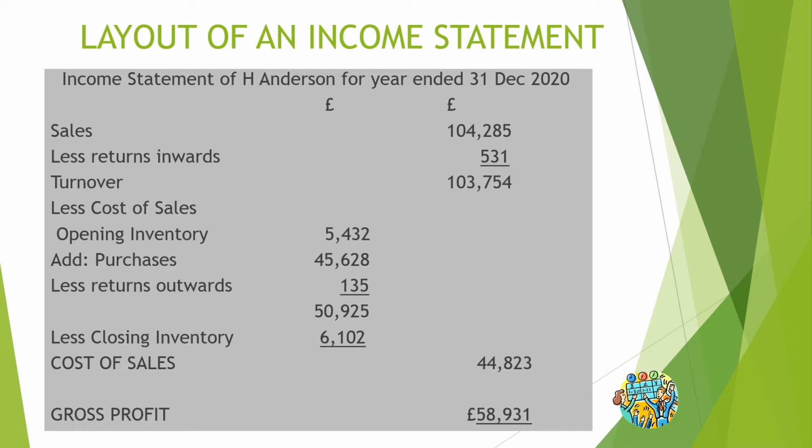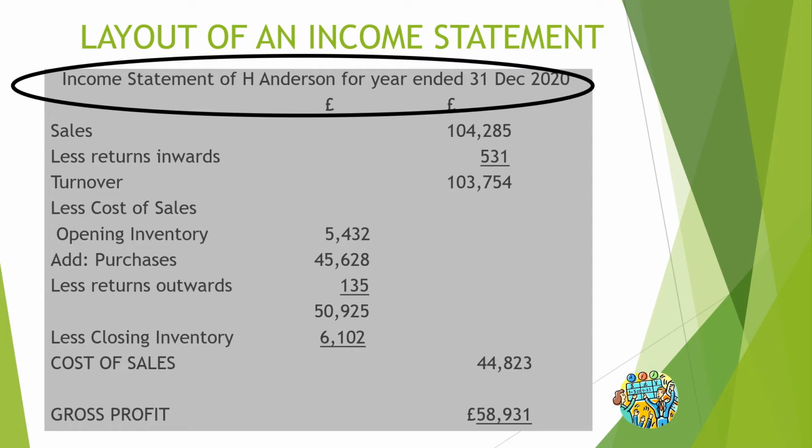The first thing we have to remember is that we should always have a heading, and the heading is income statement of the person's name or the company for year ended. You'll normally find it will be the end of a financial year or the end of a calendar year. In this instance, we've got it for 31st of December 2020.